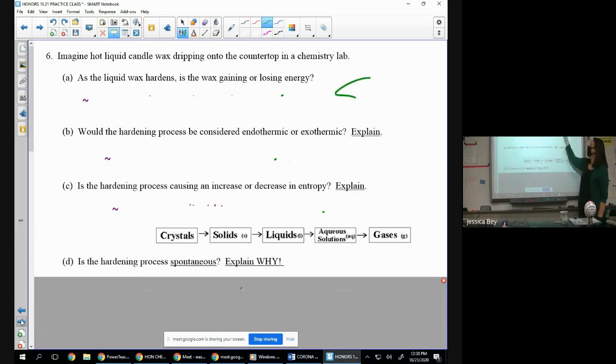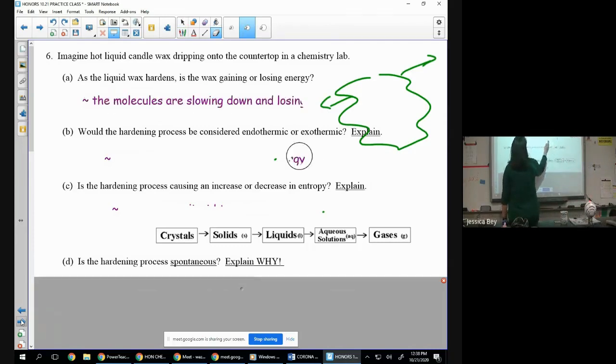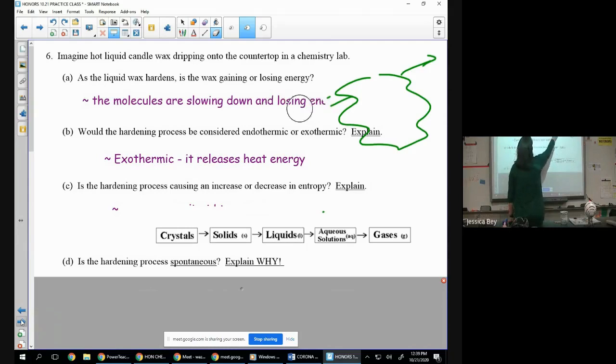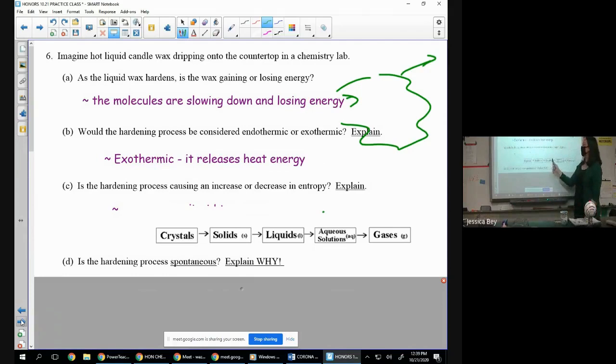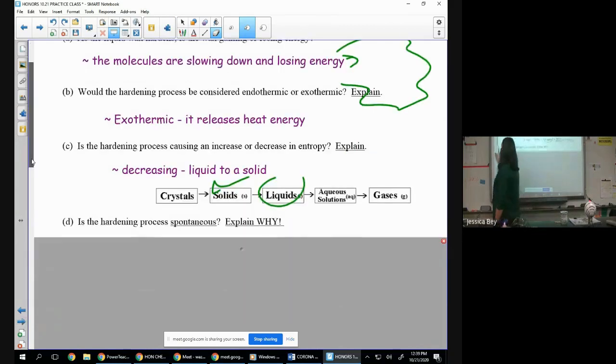All right, you have liquid wax sitting on my countertop. Is the liquid wax going to gain energy or lose energy to cool and harden? It's going to lose energy. So if it loses energy, is it endothermic or exothermic? Exothermic, which we like. That's like, yeah, hey, we're doing it the right way. But my wax is going from a liquid to a solid. So my entropy is doing what? Decreasing.